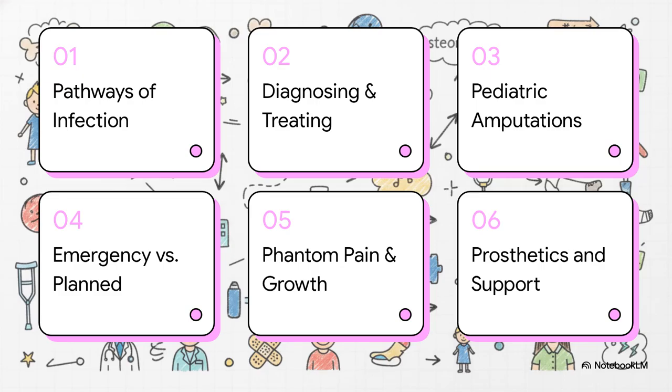Here is our agenda for the day. We'll cover the infection pathway, diagnostics, causes of pediatric amputation, the massive differences between emergency and planned surgeries, phantom pain, and finally, prosthetics and long-term support.